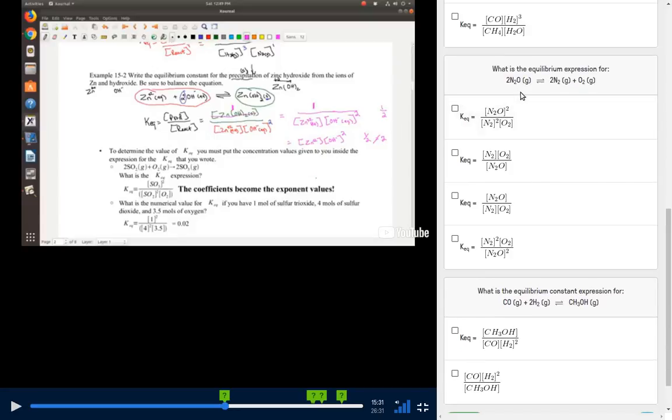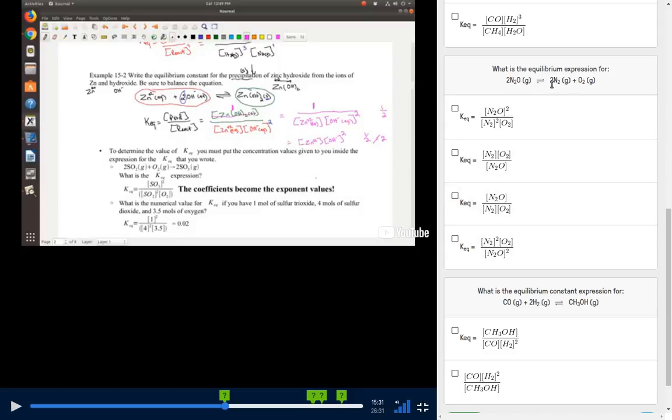What is the equilibrium expression for this? Again, we have only gases, so it has to be products over reactants, products over reactants. So we have N2 as a product and O2. Well, this is N2 and O2. So it can't be this one because that has a reactant on top. And it can't be this one because that has the reactant on top. So it's either this one or this one. Now, what's the difference between these two?